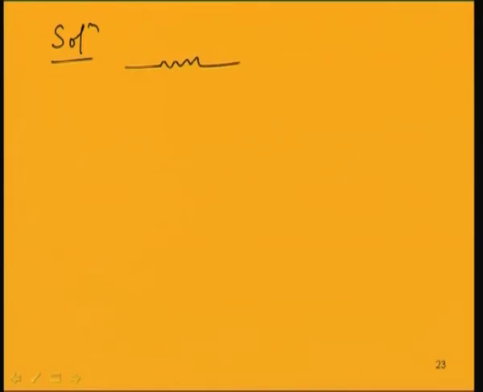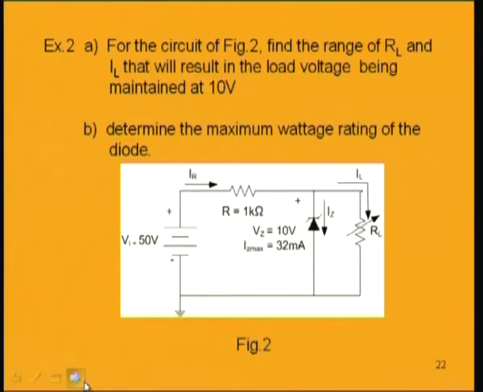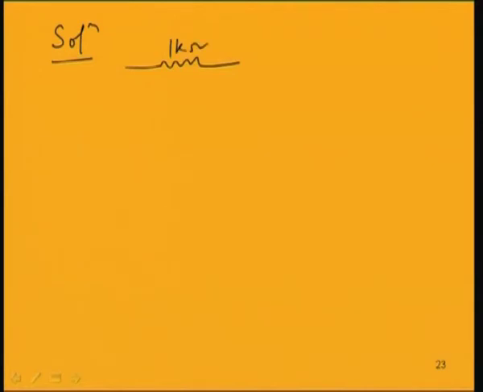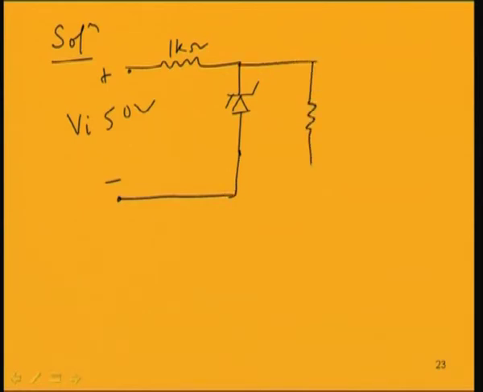This is 1 kilo ohm, and this is the Zener diode, reverse biased, because Vi is 50 volt, and this is the load resistance which is variable, RL.